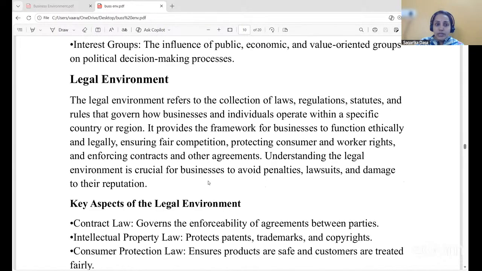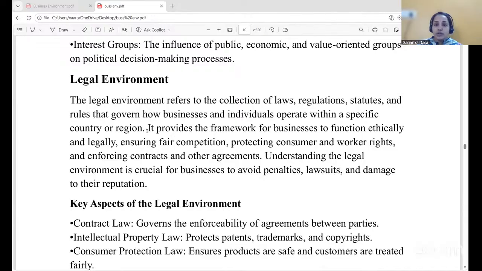Then we have the legal environment. The legal environment refers to the collection of laws, regulations, statutes, and rules that govern how businesses and individuals operate within a specific country or region. The legal environment relates to the acts which we follow. Like in the previous class, I explained that if anyone wants to start a partnership firm, they have to get registered and adhere to the rules and regulations of the Partnership Act 1932. In the same way, joint stock companies have to follow the Companies Act. These all fall under the legal environment.